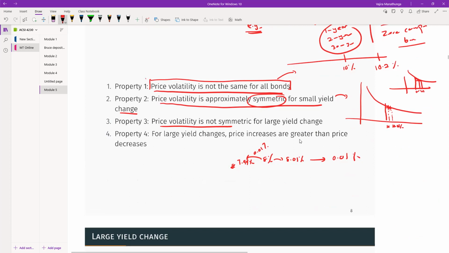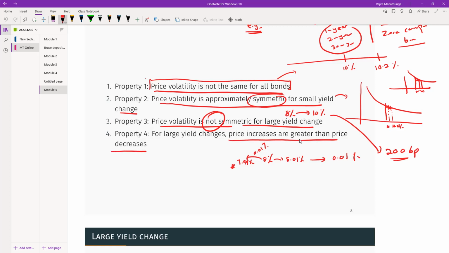Price change is not symmetric for large yield change. Like going from 8 to 10 is large. Okay, it's almost 200 basis points. That's a large change. So it's not symmetric. For large yield change, price increases are greater than price decreases.